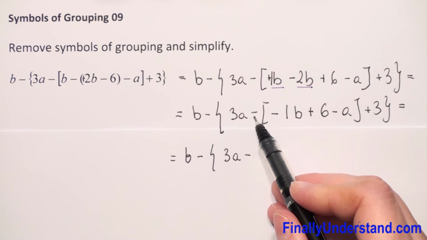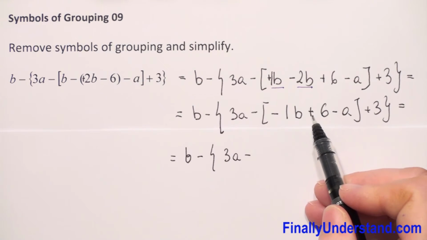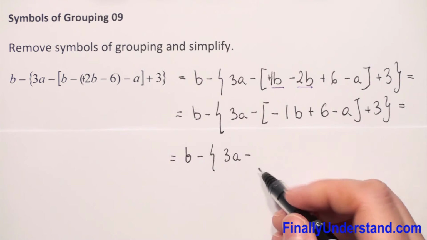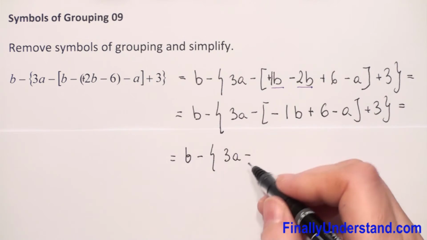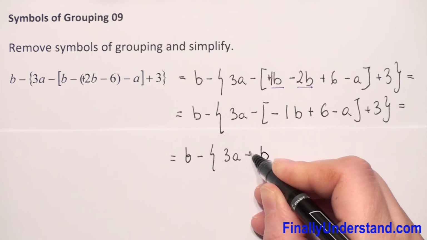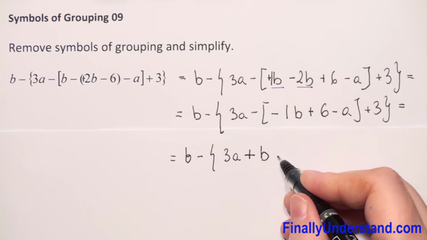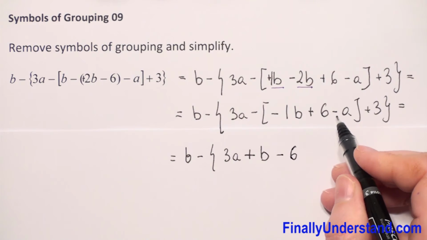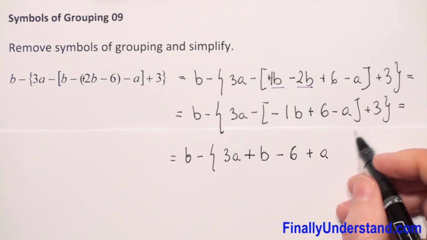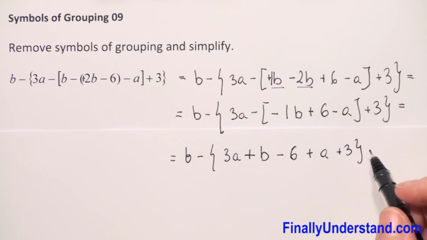So we have to take down the brackets. Before the brackets we have a negative sign. It means we have to change the sign of every term in the parentheses. So we have negative 1b, so now it will be positive 1b. We don't have to write 1, so it will be only b. Next, positive 6, so now it will be negative 6. Negative a, so it will be positive a. And we have plus 3, close braces.